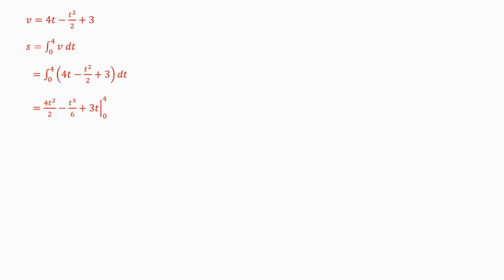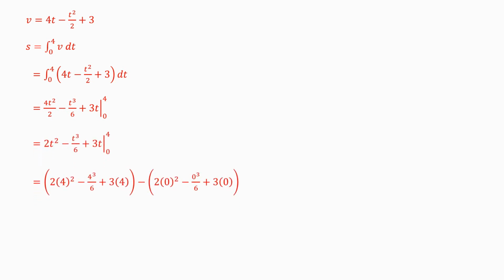Then we substitute the values of t. We have 2 into 4 squared minus 4 cubed over 6 plus 3 into 4, minus 2 into 0 squared minus 0 cubed over 6 plus 3 into 0, and therefore our s is 33 and a third minus 0, which is equal to 33 and a third meters.